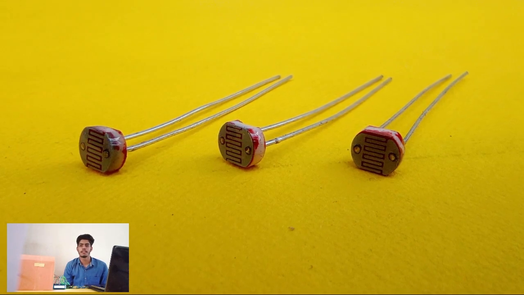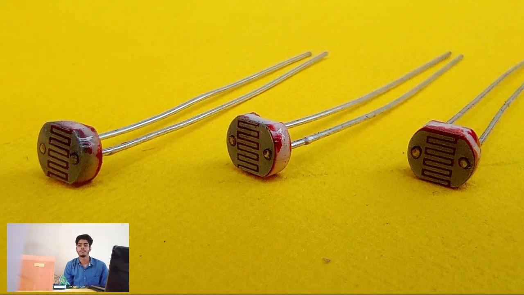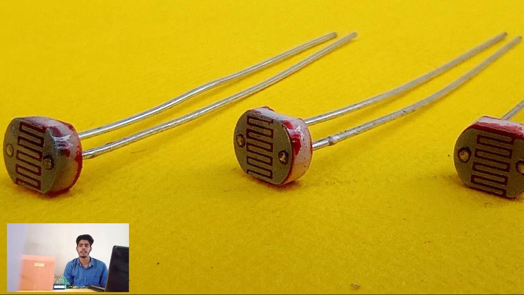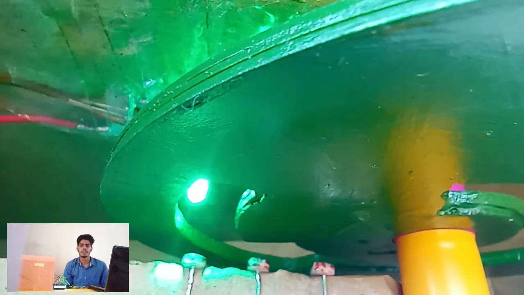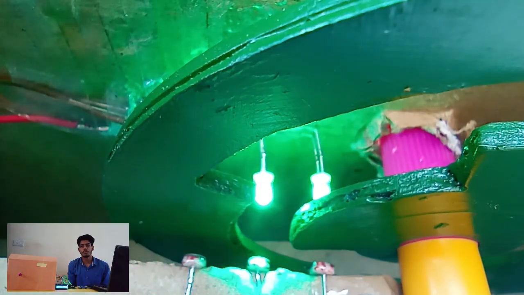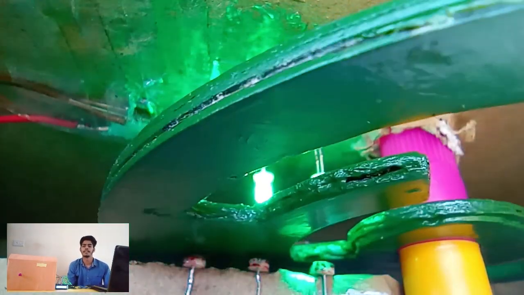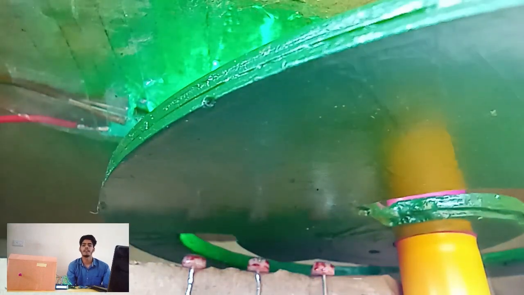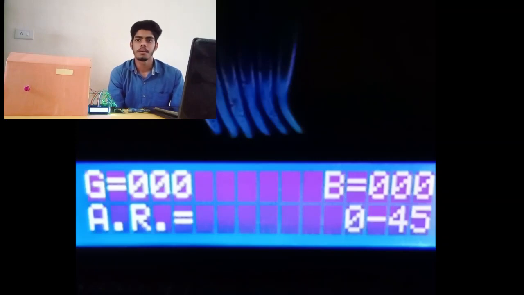LDR is a light dependent resistor. Its resistance is inversely proportional to the light falling on it. So when there is no light, the resistance will be high, and when there is light, the resistance will be low. In this case, resistance will be high on all LDRs. So 5 volt does not reach the input pins. Since the input is connected to ground, that is 0 volt, the input is considered as 0 in all pins. After processing, the LCD displays Gray code as 000, corresponding binary as 000 and angle rotated as 0 to 45 degree.